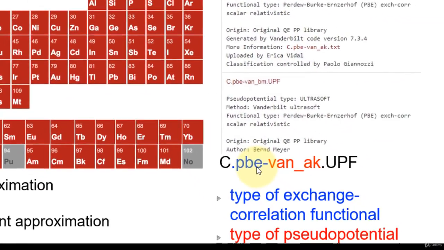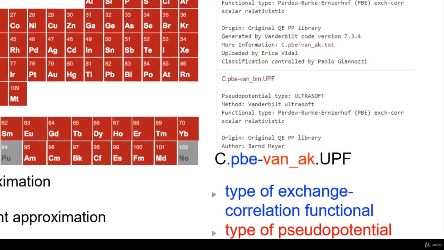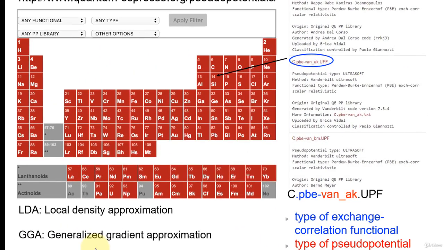As we can see, the first part defines the exchange correlation function. In this example, it is PBE. PBE is an abbreviation of Perdew-Burke-Ernzerhof and its type is GGA. GGA is an abbreviation of Generalized Gradient Approximation. Another exchange correlation type is LDA, that is an abbreviation of Local Density Approximation.